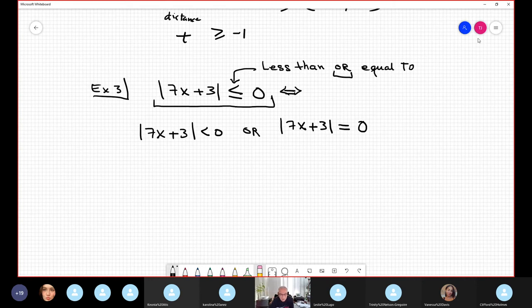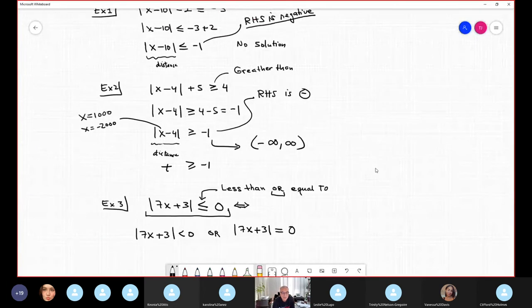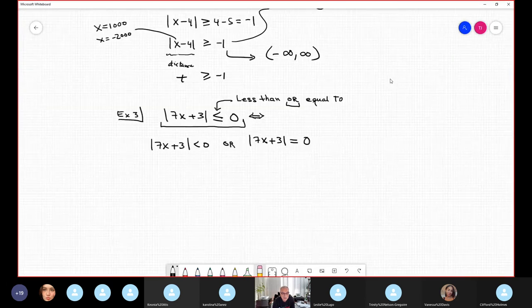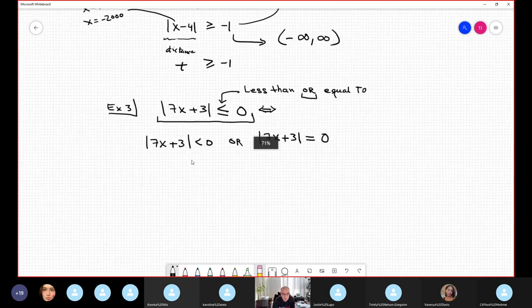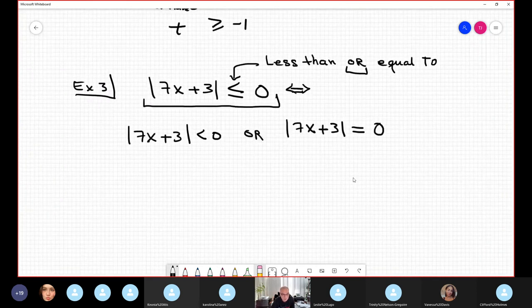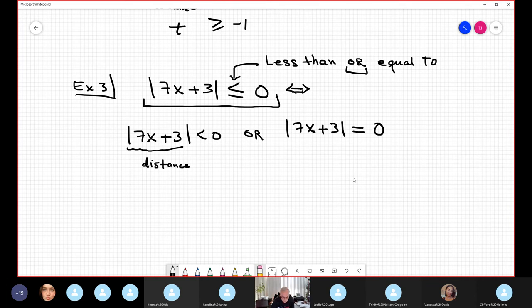What is the reason for the split, guys? Because I want to analyze separately. Yeah, I know, I studied before, in the first example. But when you have less than zero, it is a contradiction, no? Because see, this is distance, and distance is always a positive number. A positive number is less than zero? This is completely wrong, completely false. That means this part does not contribute anything, no solution. So the less than, I can delete it mentally.